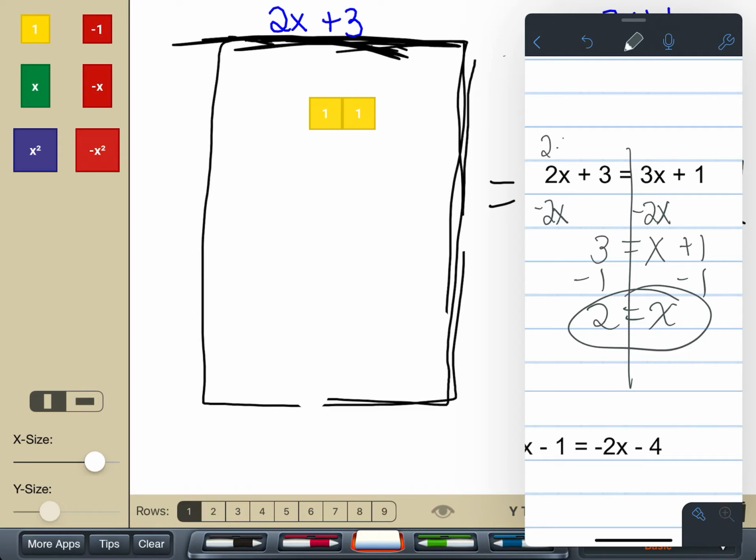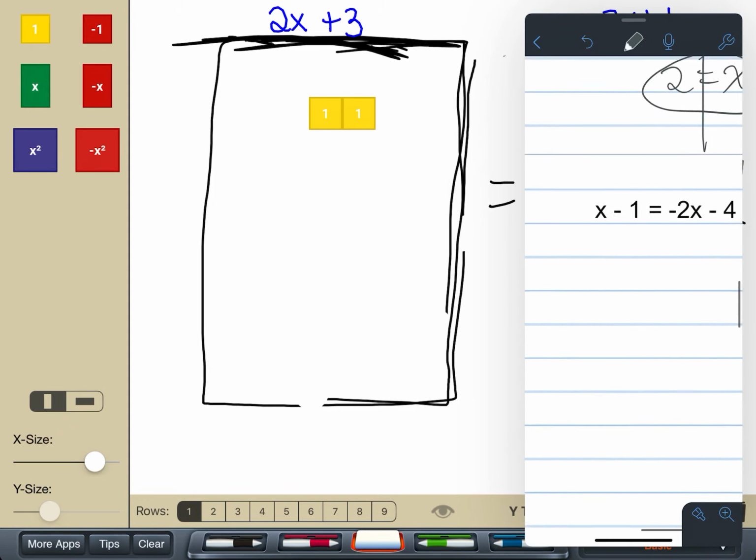So that's 2 times 2 plus 3. So 2 times 2 is 4, plus 3 is 7. We just plug it in here. It's got to equal 3 times 2 plus 1. 3 times 2 is 6, plus 1 is 7. So we can always go back and check our work.